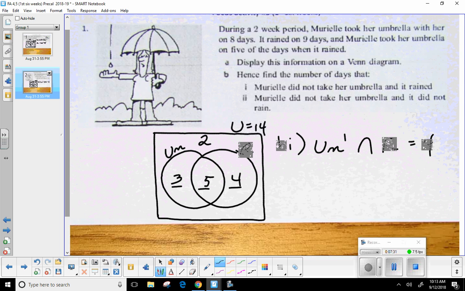Okay. Let's go on to B2, or not 2B. Oh, there you go. Muriel did not take her umbrella, so that would be the complement. Did not take her umbrella, and did not rain. And in fact, Jack really just answered this question with his own. So what would this be? Yeah, there was only 2 days where she did not bring her umbrella and it did not rain. So 2.